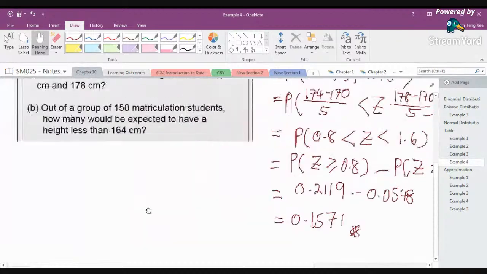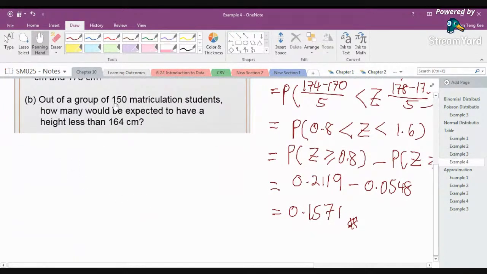Then part B. For part B, please be aware of this question. They say, out of a group of 150 matriculation students, how many would be expected to have a height of less than 164 centimeter? So what we want in the final answer here is how many students out of 150, and what is our criterion? We want the height less than 164 centimeter. And in order to get this question done, don't panic. We always begin with the calculation of the probability of this event, less than 164. So we start with probability X less than 164.